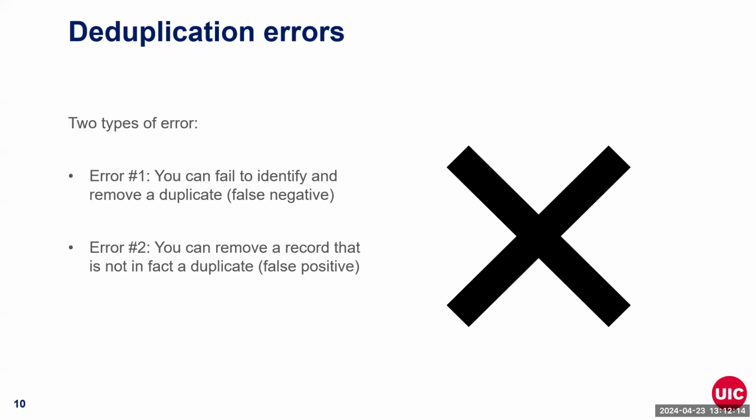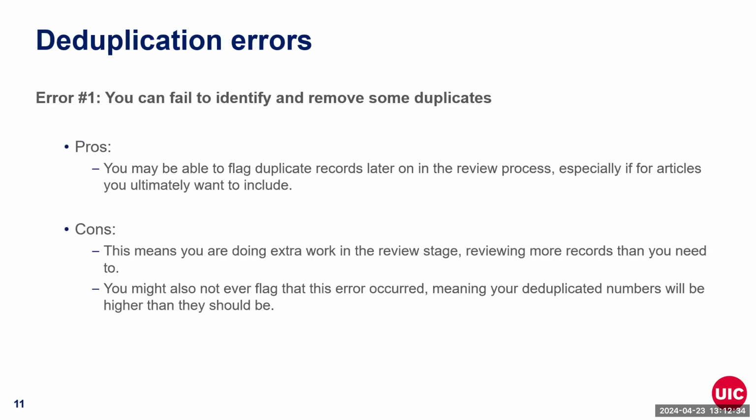So errors in the deduplication process basically fall into two types. You can fail to identify and remove a duplicate, so a false negative, or you can remove a record that is not in fact a duplicate, so a false positive. So saying something is a duplicate, but actually is not. And just exploring these a little bit further.